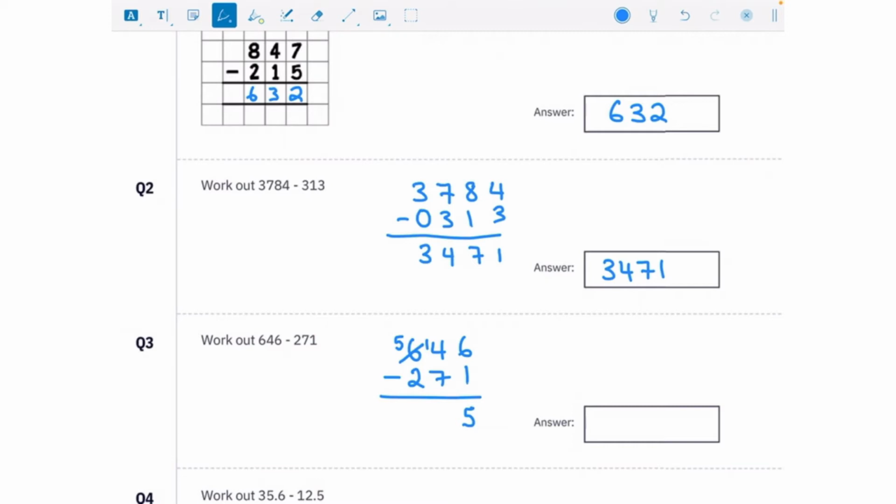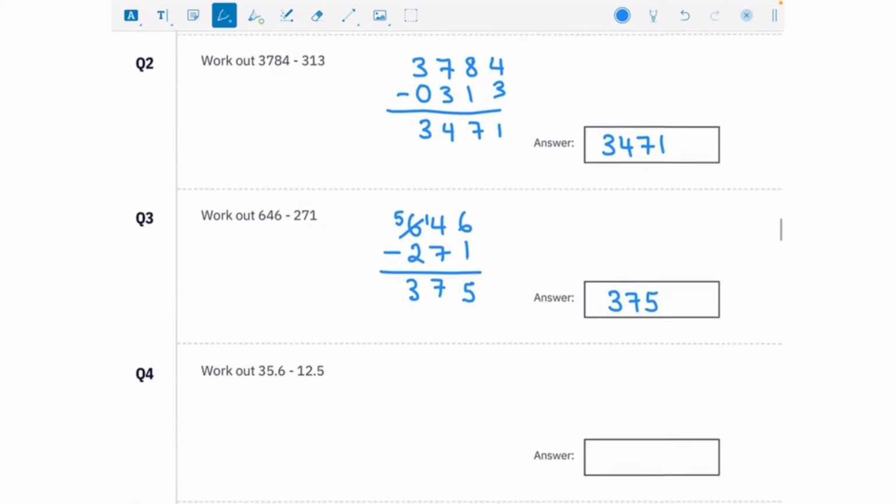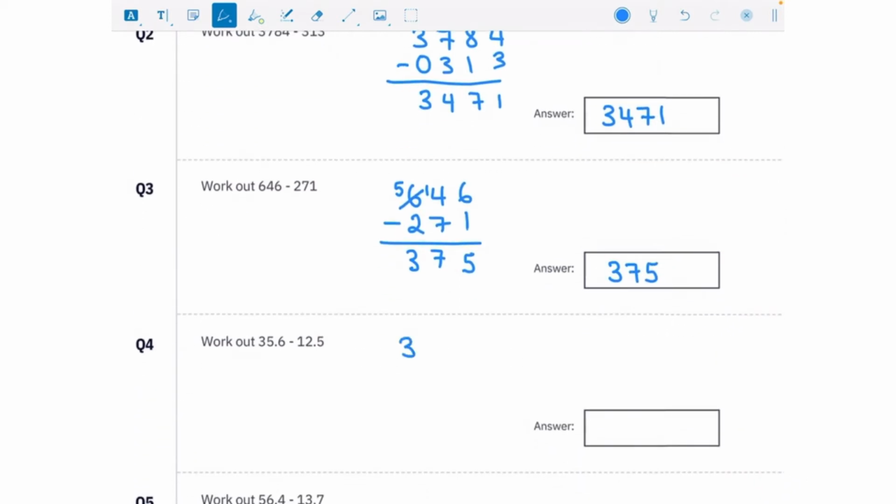So more on the floor, borrow from next door. 14 take away 7 is 7. And 5 take away 2 is 3. So 375.